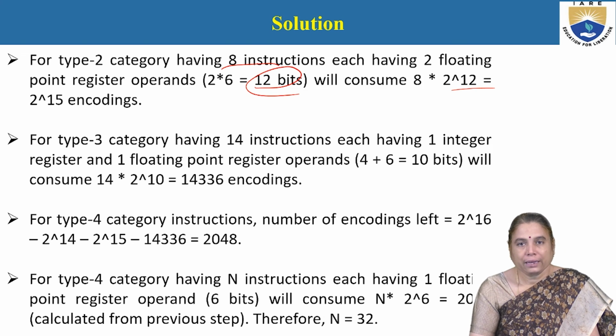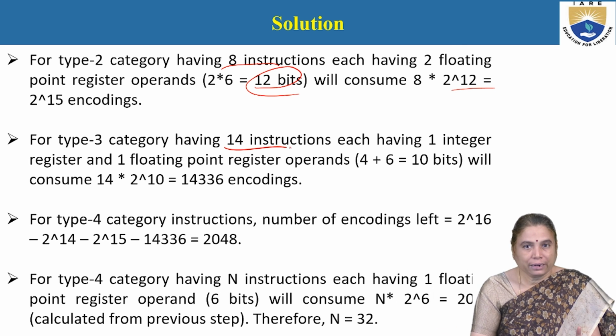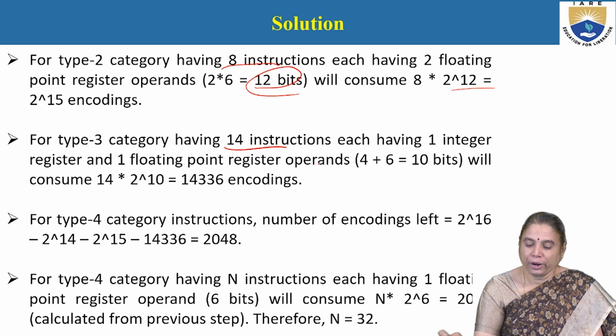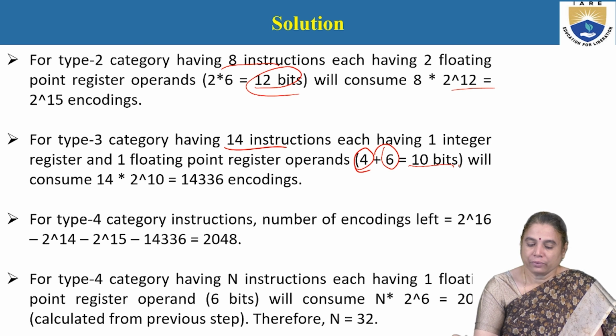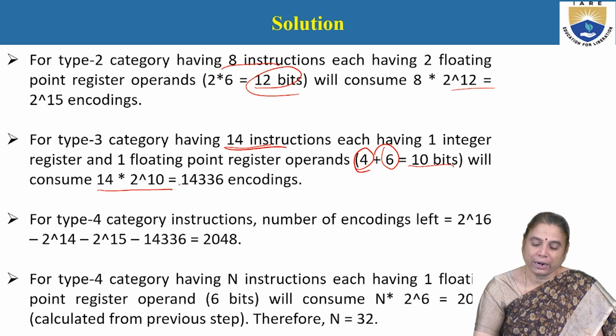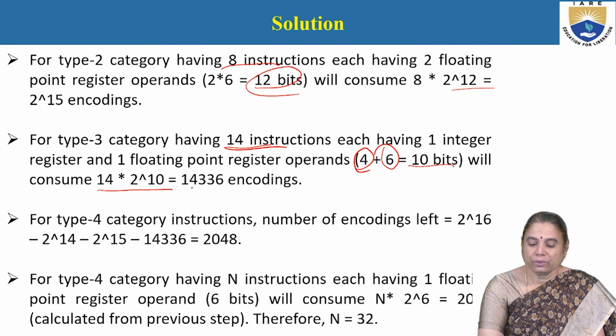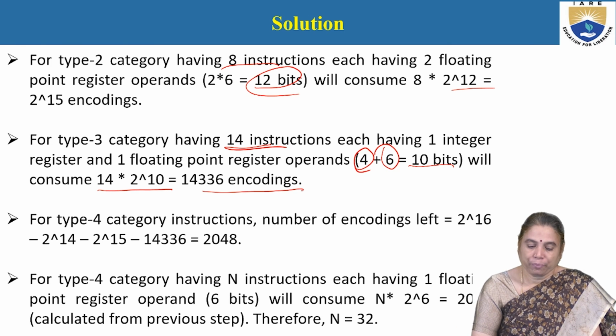Next, the type 3 category has 14 instructions, with 1 integer register and 1 floating point register. The integer register takes 4 bits, and the floating point register takes 6 bits, so 10 bits. So 14 instructions, 14 into 2 power 10, that is 14,336 encodings that can be taken care of by type 3.